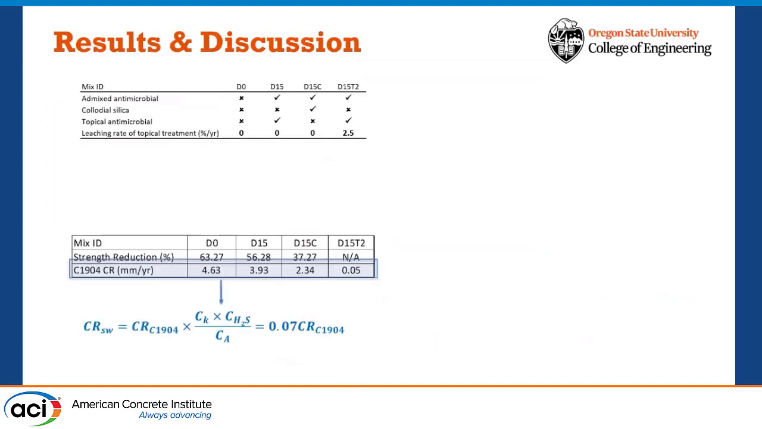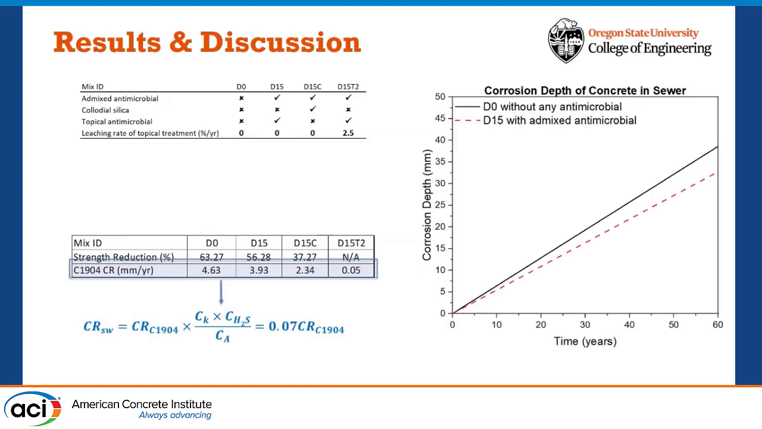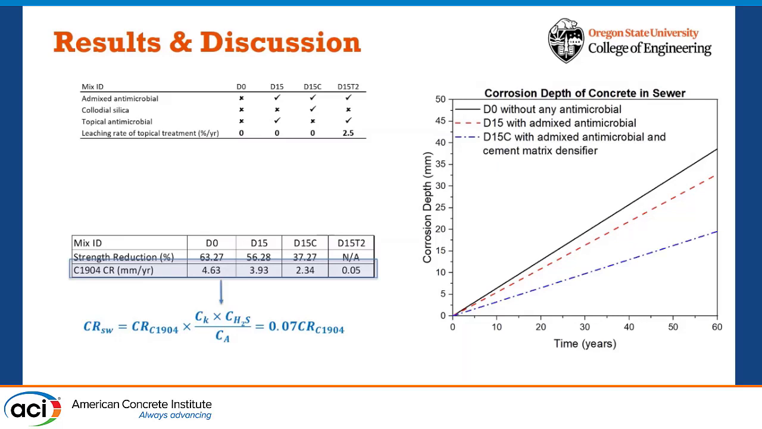So here I will show some results. As you might remember, we had experimental corrosion rates from ASTM testing. So we can put these corrosion rates into our equation and we can calculate the expected corrosion rates in the field. First one is the D0 without any antimicrobial treatment. We see a decrease with the admixed antimicrobial treatment. And when we add densifier, we get a lower corrosion rate in the field.